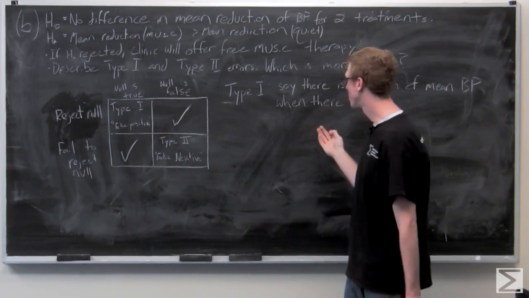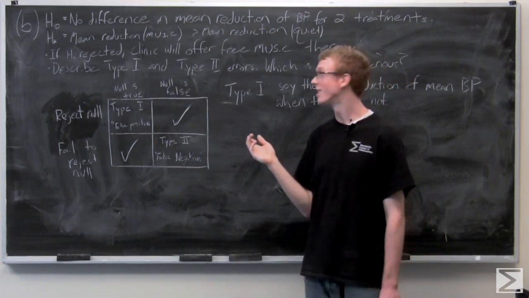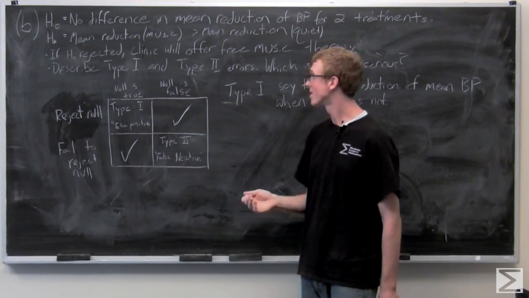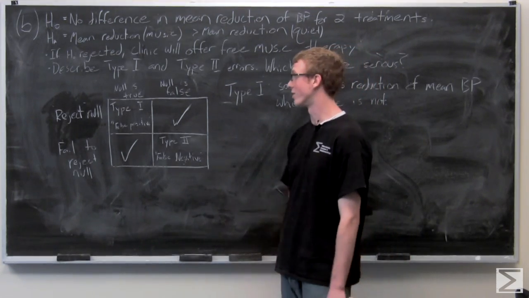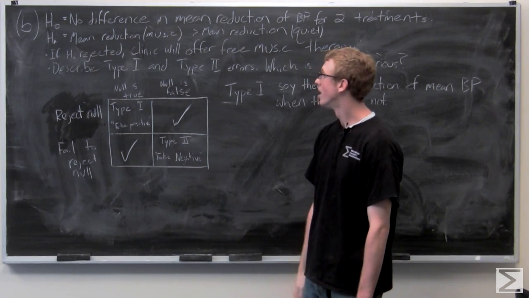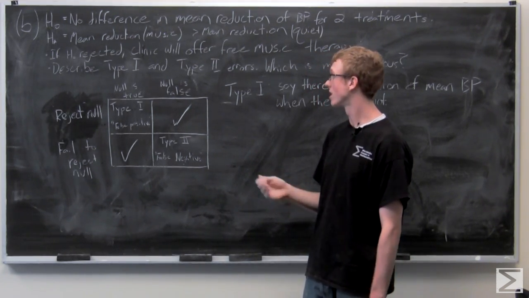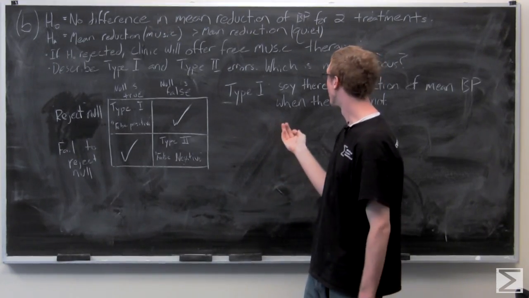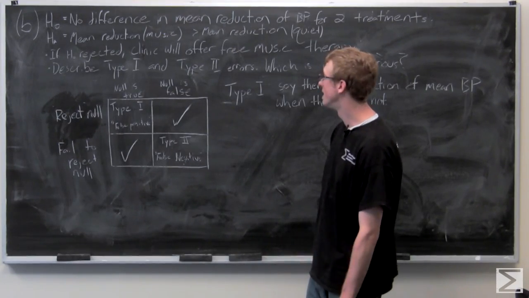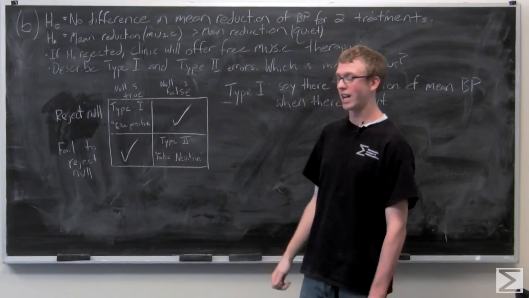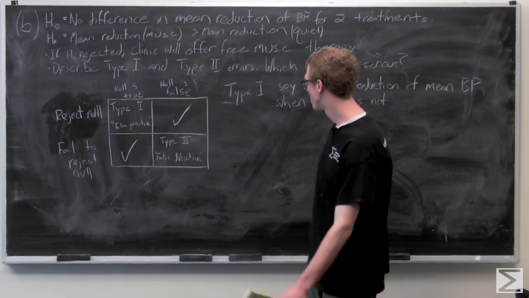So the consequence of the type 1 error is we're going to conclude that there is a mean reduction in blood pressure from the two treatments. In the context of the problem, we would state that the alternative hypothesis would then be true: the mean reduction in blood pressure when listening to music is greater than the mean reduction in blood pressure when sitting in the quiet environment. And in this case, we're going to have the clinic offering free music therapy to their patients.